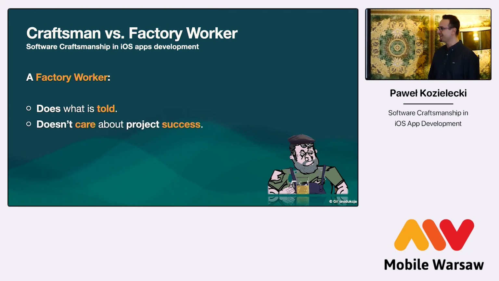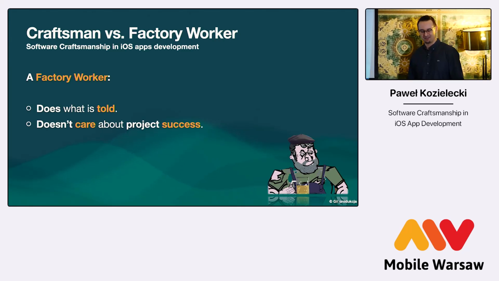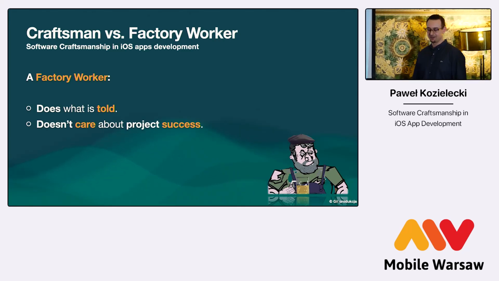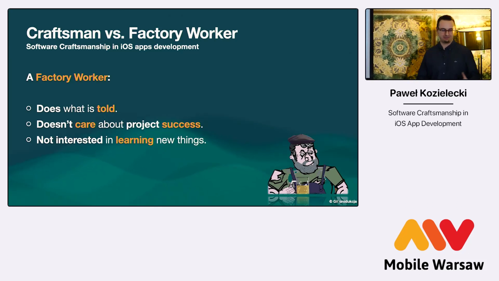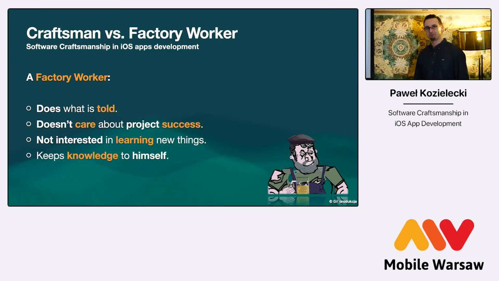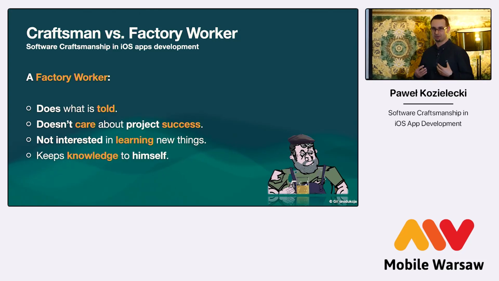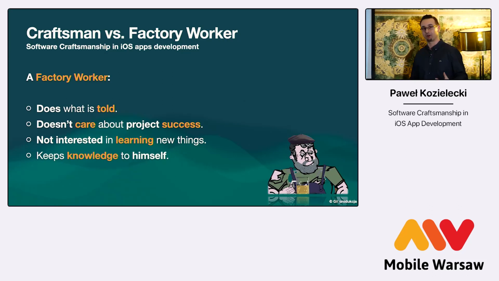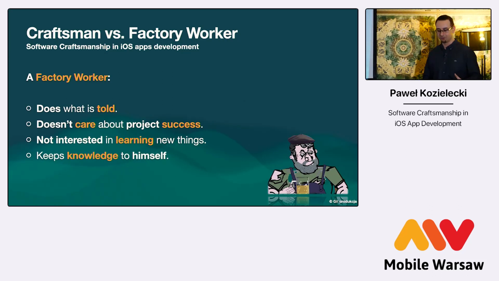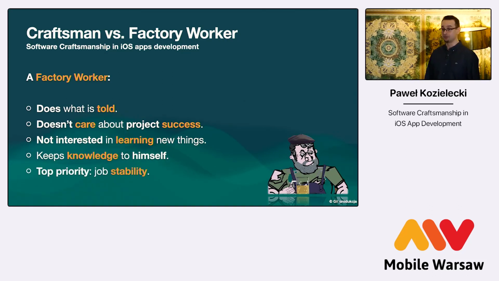They don't really care if the project succeeds or not, right? Who cares, really? They don't really care about learning new things. It sounds like a tough work, right? Why do it? If they have any specific knowledge, they tend to keep it to themselves because that makes them indispensable, because the top priority for a factory worker would always be to have a stable job.